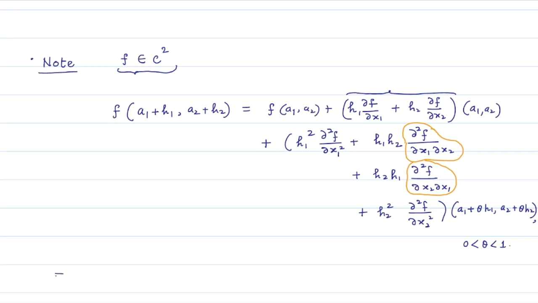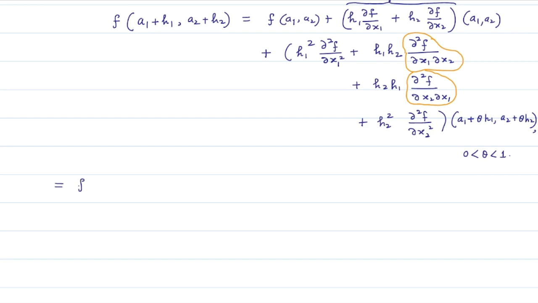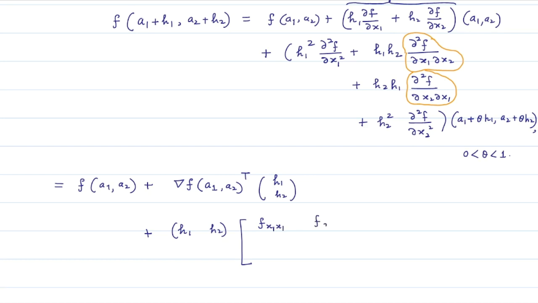And hence we can write this entire term as equal to f evaluated at the point (a1, a2) plus, you notice that the second term can be written as the gradient of the function f computed at (a1, a2) transpose times the vector (h1, h2), plus this last term, which can be written as the transpose of this vector (h1, h2), then the Hessian matrix f x1 x1, f x1 x2, f x2 x1, f x2 x2, to be evaluated at the point (a1 plus theta h1, a2 plus theta h2), times this vector (h1, h2).